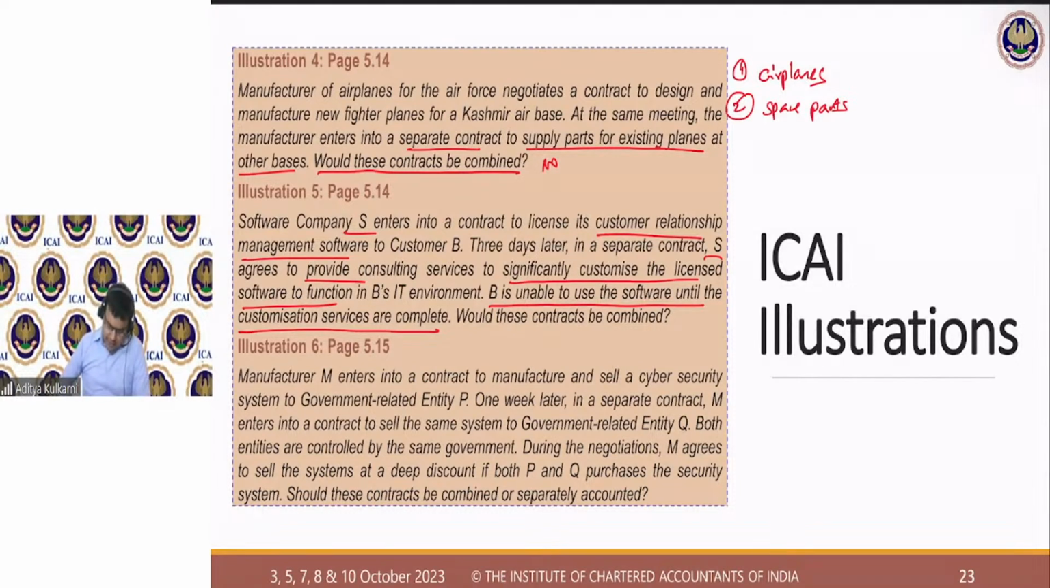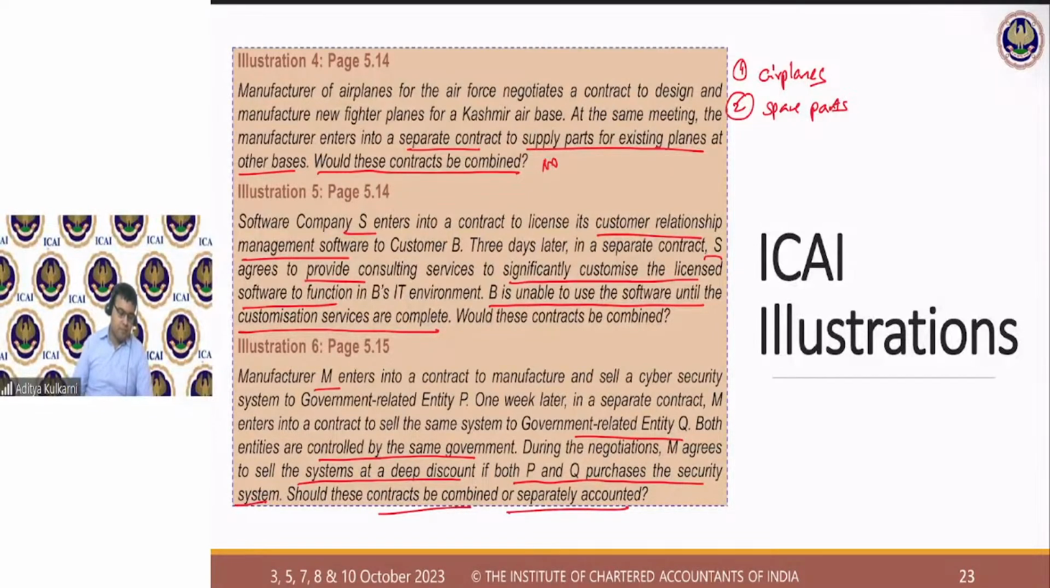Okay. Next one. Manufacturer M enters into a contract to manufacture and sell a cyber security system to a government related entity P. 1 week later, in a separate contract, M enters to sell the same system to a government related entity Q. Both are controlled by the same government. During negotiations, M agrees to sell the systems at a deep discount if both P and Q purchase the security system. Should the contracts be combined or should they be separately accounted?